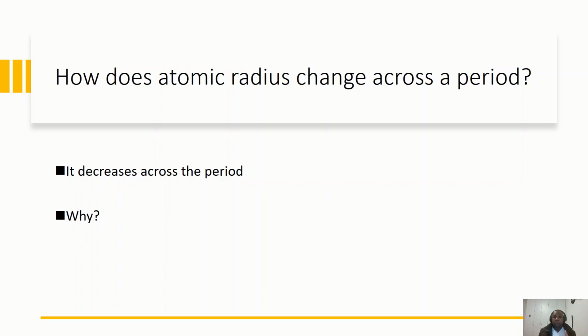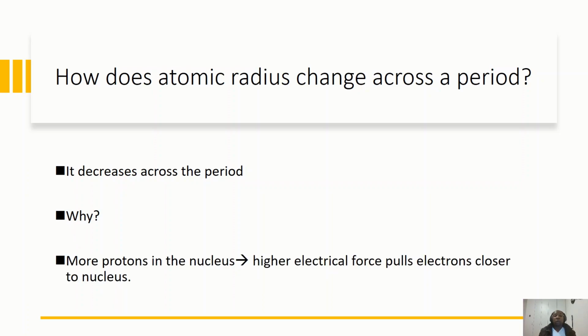And what is the why? Why is it going to decrease across the period? It is because when you are moving across, from left to right, you start having more protons in the nucleus. The more protons you have in the nucleus, the greater the attraction. The positive protons attract the negative electrons surrounding them, and when that attraction is so much, it decreases the atomic radius. That is why as we move across, it decreases across the period.